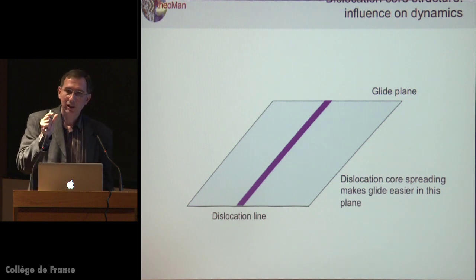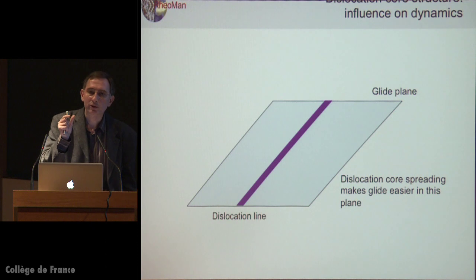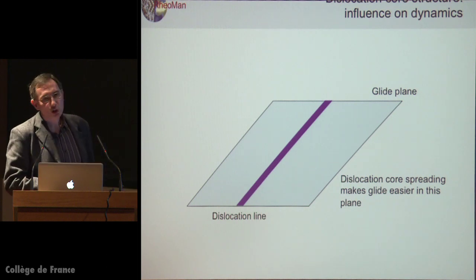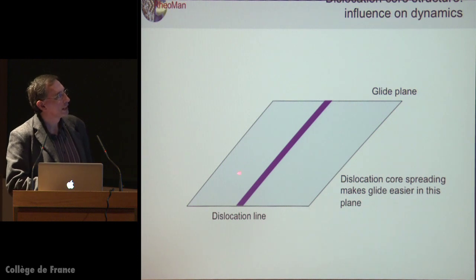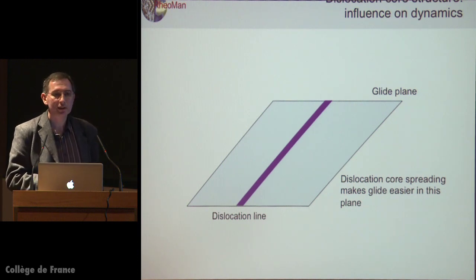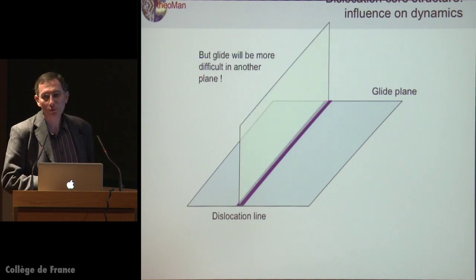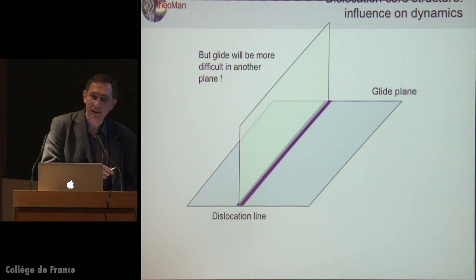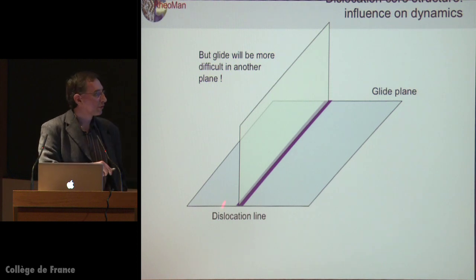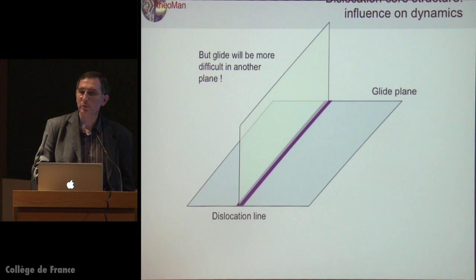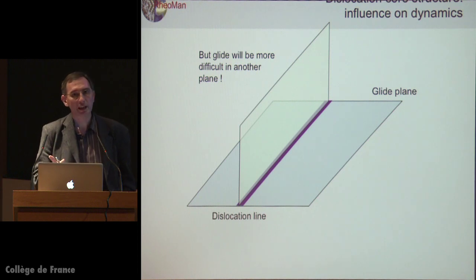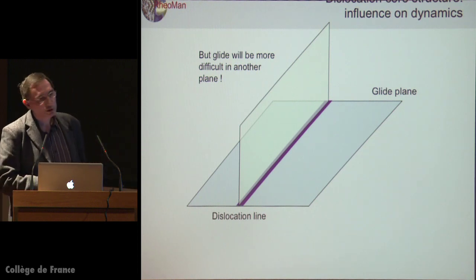In that case, these are very tiny things. It can be 10 nanometers or something like that. But in that case, we change very much the mobility of the defect. Since it spreads into this plane, it can move very easily and much faster in this plane. And also, as a consequence, it will have much more difficulty moving in any other plane. So this kind of detail at the atomic scale, just close to the dislocation line, has strong implications on the mobility and hence on the mechanical properties, but also on the geometry of slip.